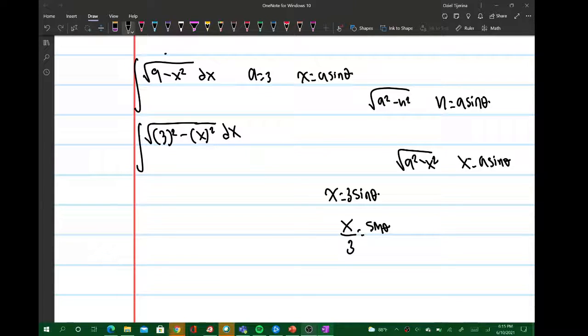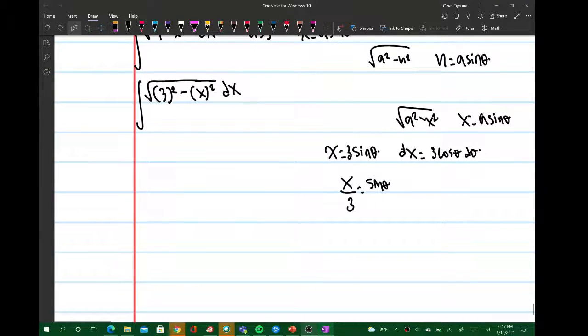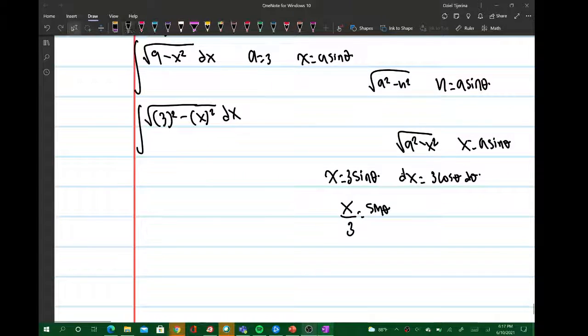So basically, let's see, and I know this is going to be very hard. It's going to be a long video. So we know that x is equal to 3 sine theta. What about dx? dx is going to be equal to 3 cosine theta d theta, right? This kind of works like u substitution, right? And for integrals.